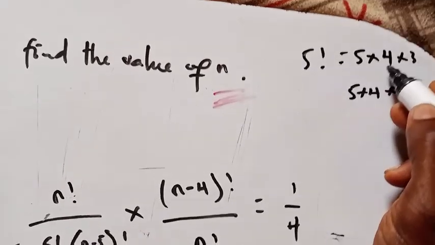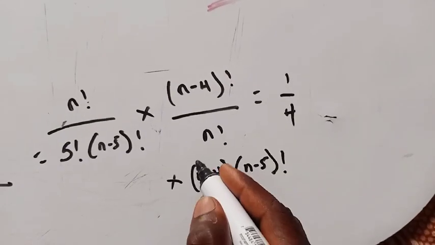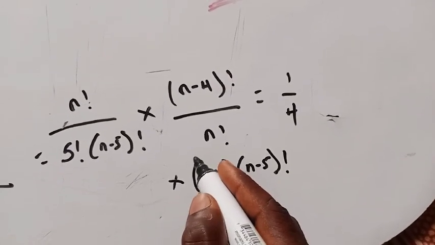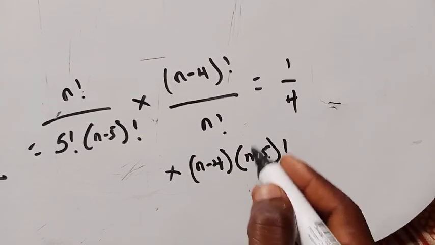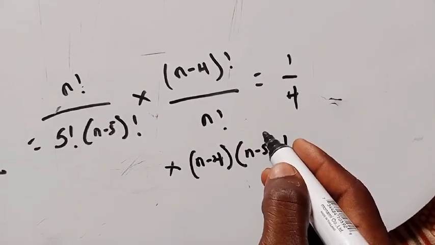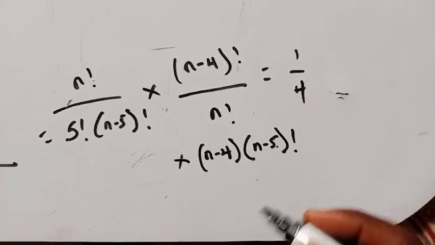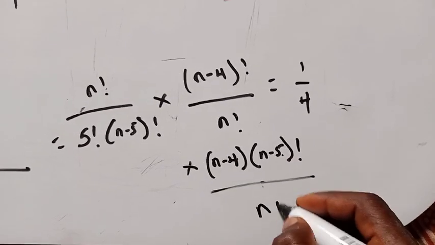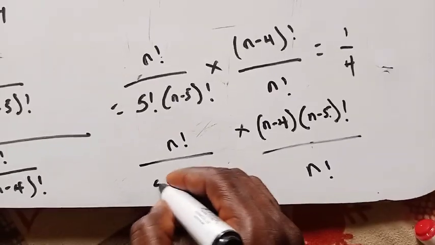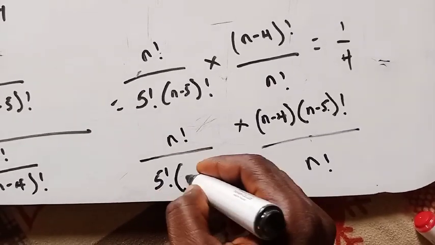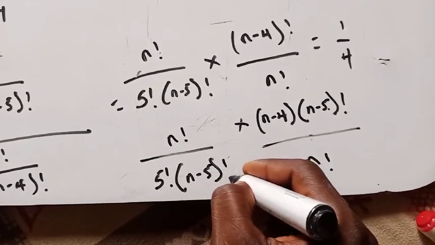From the 5, the next one is 4. So if I replace it by maybe 10, right? 10 subtract 4, that's going to be 6. Subtract 5, the next one is going to be 5. Is that okay? So that is all the procedure here. Everything here is divided by n factorial. So we have n minus this, and then 5 factorial multiplied by n minus 5 everything factorial.